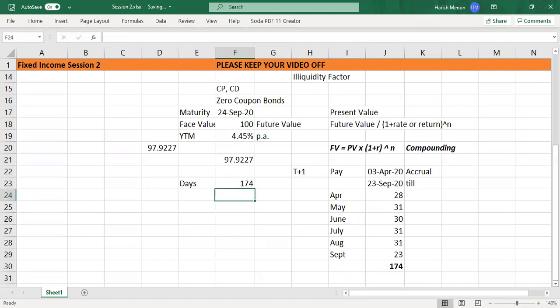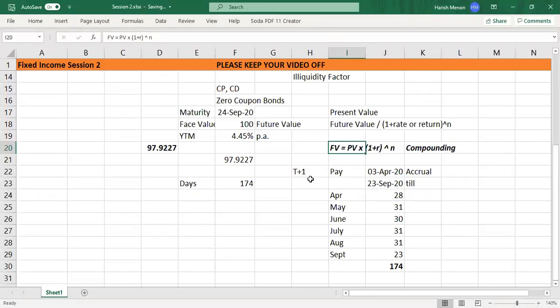Ta-da! Do you see the price coming? This is the price. This is what was the price on NDS, if you remember. This is how you calculate. So you calculate the exact number of days and do simple discounting. This is the only logic you have to know. Present value is future value divided by 1 plus R.